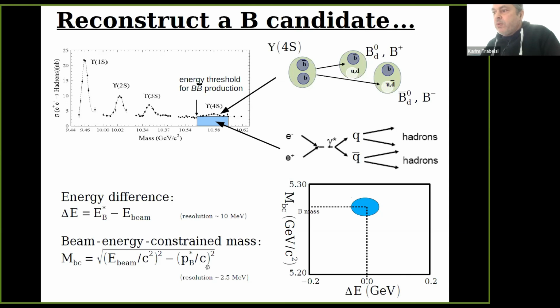And you will form another variable we call the beam energy constrained mass, where this time we substitute the energy of the B, when you calculate typically the invariant mass of the B, by the energy of the beam, which gives you, if you want, an independent variable with a very good resolution, and so separation from the background.